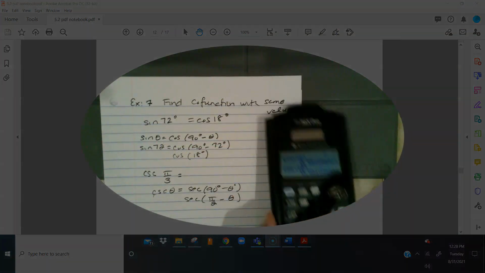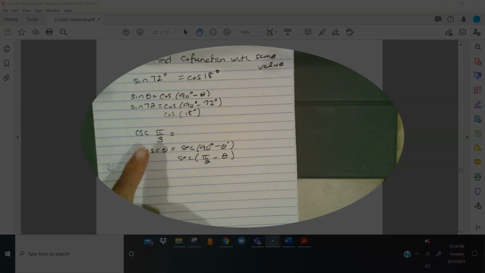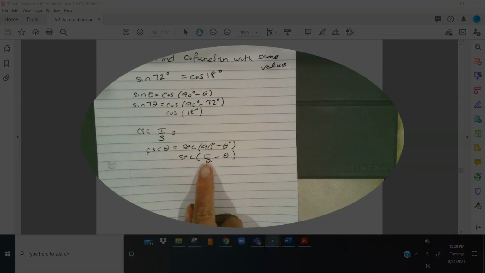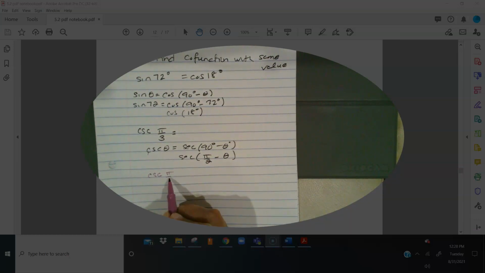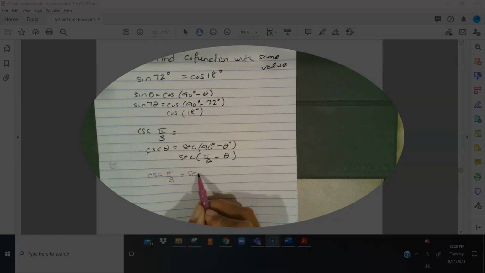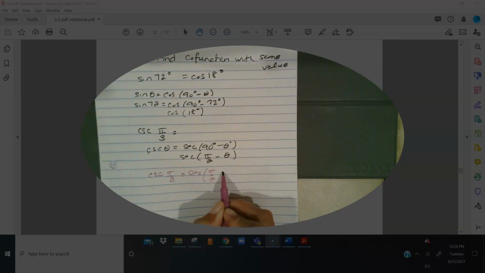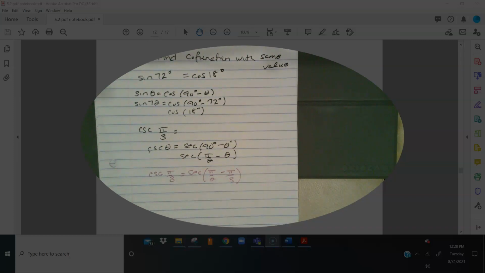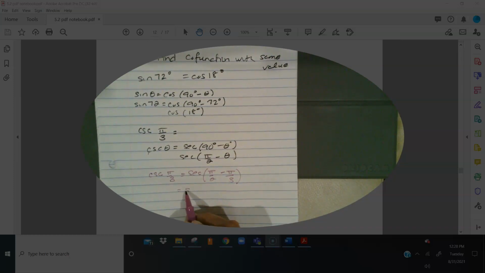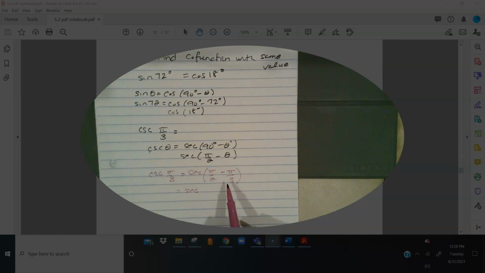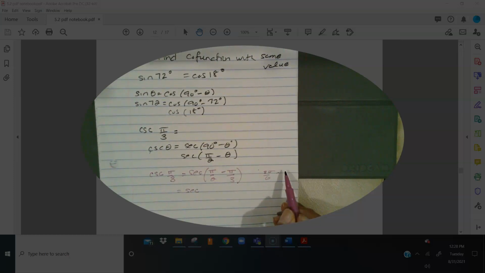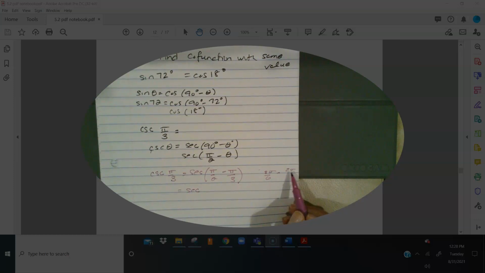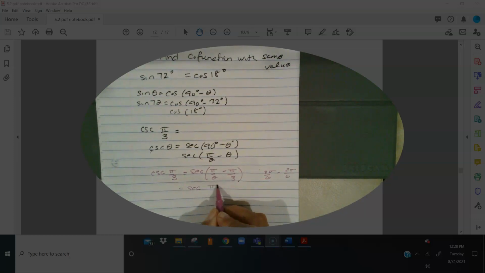Okay, so I've written that information down. This is in radians, therefore I had to make sure I use the pi over 2 value. This means that the cosecant of pi over 3 is equal to the secant of pi over 2 minus pi over 3, which equals the secant of, you could use a common denominator, which would be 6. So the first one would be 3 pi over 6, and the second would be 2 pi over 6. And you subtract and you get pi over 6.